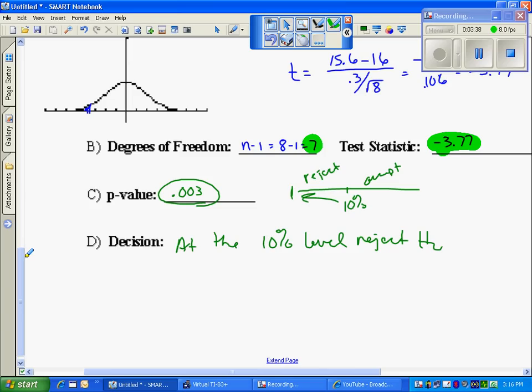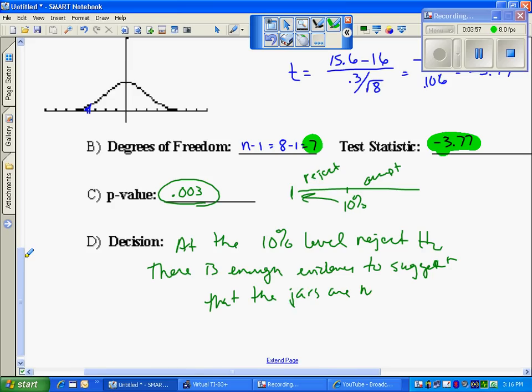So why would we do that? There is enough evidence to suggest that the jars are not being filled completely. Now we could have made a mistake, and that's based on our alpha level at the 10%.